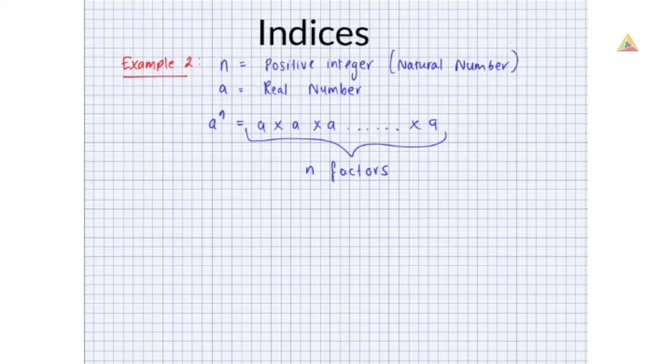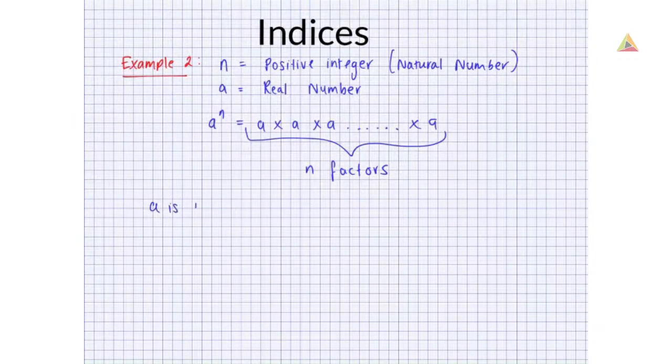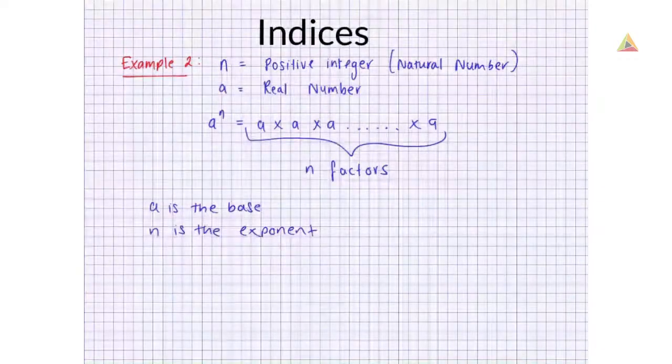which is n. Now, in addition to that, we would say that a is the base, and we would say that n is the exponent. So a is the base and n is the exponent. Next we're going to go on to the rules of indices: multiplication, division and power rules, and we'll go through them now on the next slide.